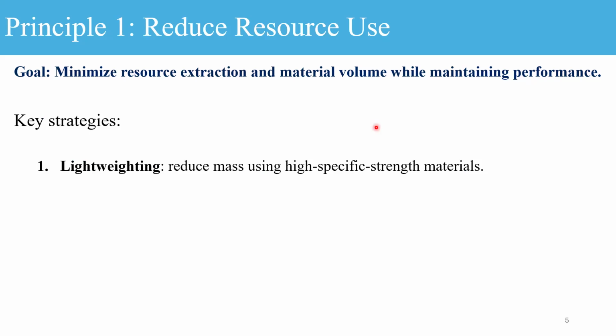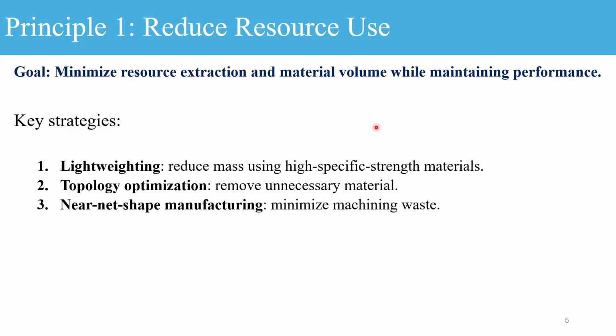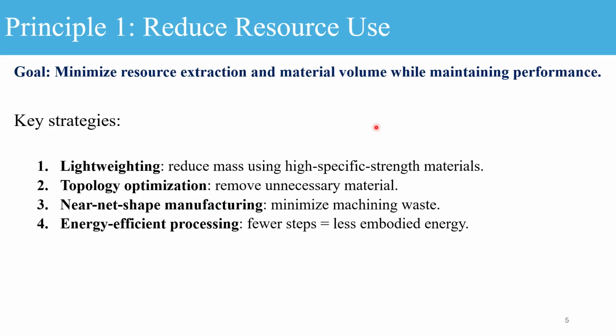So the key strategies to reduce resource use: one is lightweighting, where we reduce the mass using high specific strength materials. The second one is topology optimization, where we remove unnecessary material from the design, and we do near net shape manufacturing, which minimizes the machining waste. And finally, the fourth strategy is to use energy efficient processing. Usually we try to get fewer steps to achieve the same product. Fewer steps means less embodied energy in each step.